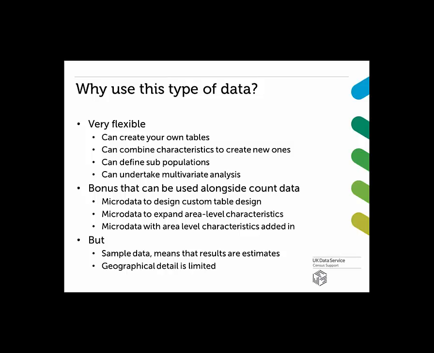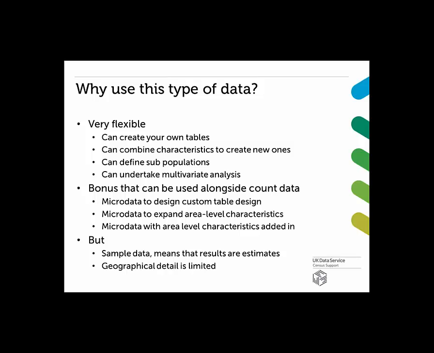Similarly, if you want to combine characteristics to create new ones, so derive your own variables, you can do that. You can define your own subpopulations, and you can undertake multivariate analysis at the individual level. So it's great for things like avoiding the ecological fallacy. And the bonus is that it can be used alongside count data.